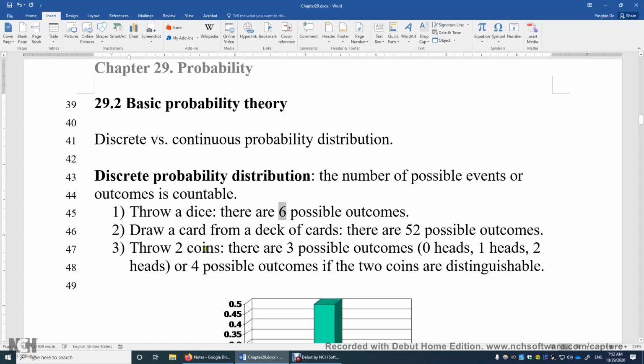If you threw 2 coins, 2 quarters, then there will be 3 possible outcomes: 0 heads, 1 heads, or 2 heads. Well, but if you assume the 2 coins are distinguishable, especially if you label one coin A, the other coin B, then you will have 4 possible outcomes. So coins A and B can be both heads, heads and tails, tails and heads, and then tails and tails. So in this case, it really depends on one thing. Are these 2 coins distinguishable or indistinguishable?